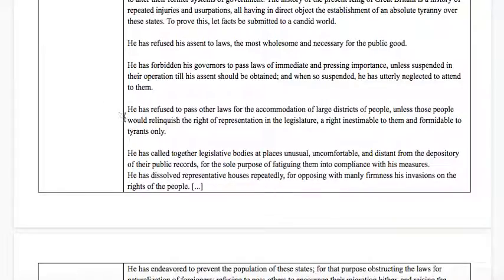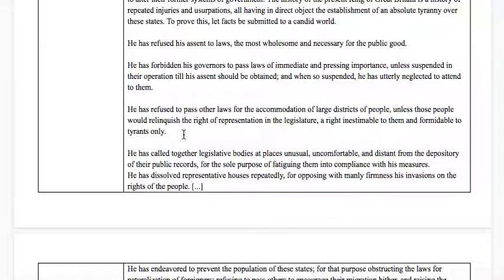Let's do this one, okay? This third one. He has refused to pass other laws for the accommodation of large districts of people, unless those people would relinquish the right of representation in the legislature, a right inestimable to them and formidable to tyrants only. So right here in this blank space underneath it, everybody with me so far? I sincerely hope so, okay?